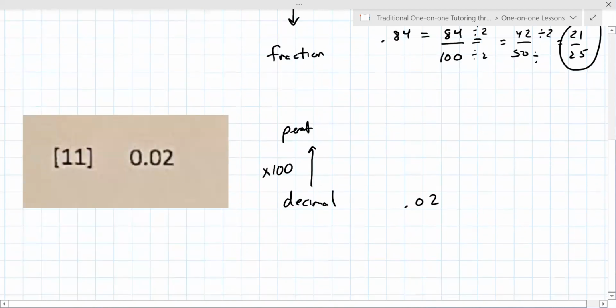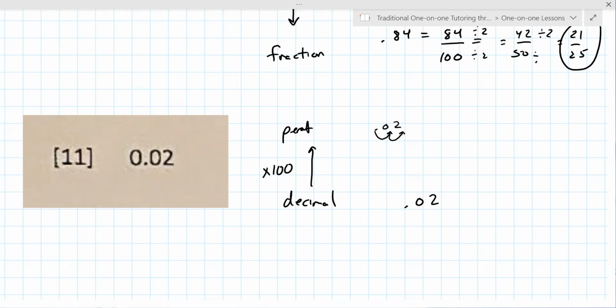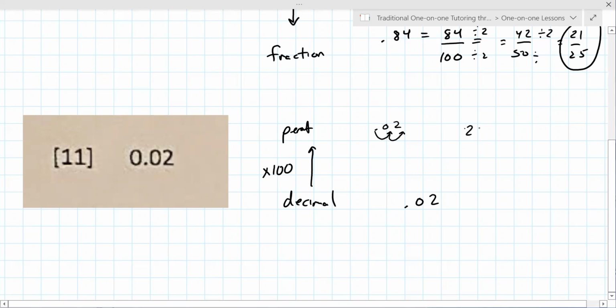What is 0.02 times 100? Well, it's the same as moving the decimal to the right 2 times. And it's just 2. Yes, it's just 2%.